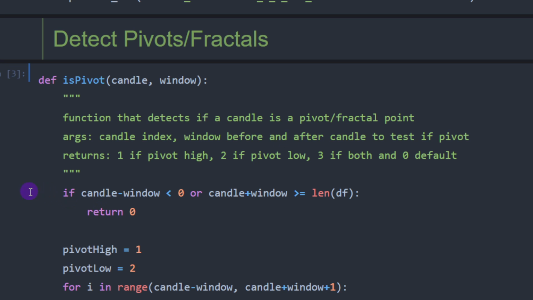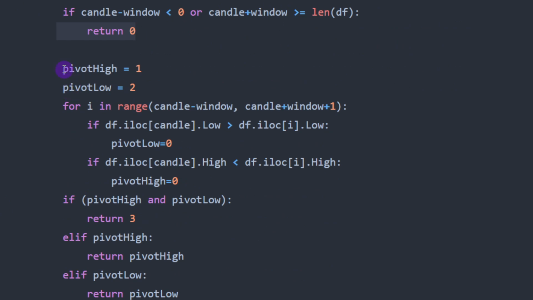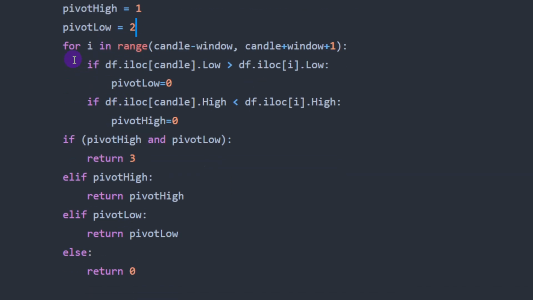So the first part of this function is an edge case. If candle minus window is below 0, so we are at the beginning of our data frame, or we are at the end of the data frame, so we are exceeding the data frame size, we're returning 0. It's not a pivot candle. Otherwise, we consider two variables. Pivot high is equal to 1, pivot low is equal to 2. So the current candle is both pivot high and pivot low, unless we find that the current candle's low is above any of the neighbor candles' lows. So we cancel its label as a pivot low, which will be equal to 0.